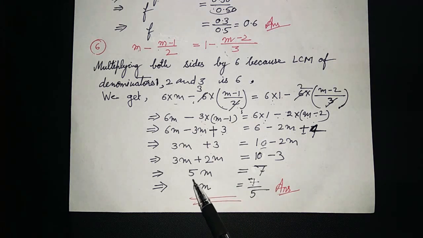Now we can see this 5 is in multiplication with the m. So now we will transpose this 5 from left hand side to right hand side, and we will get m is equals to 7 upon 5. Hence the required solution of m is 7 upon 5.